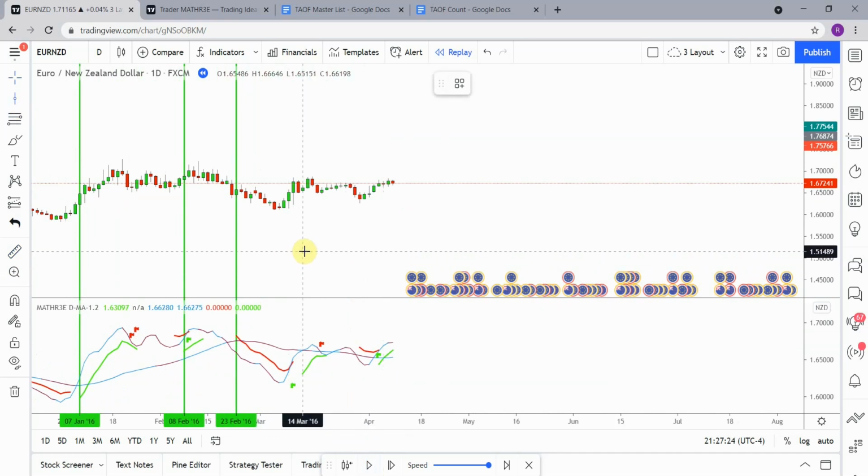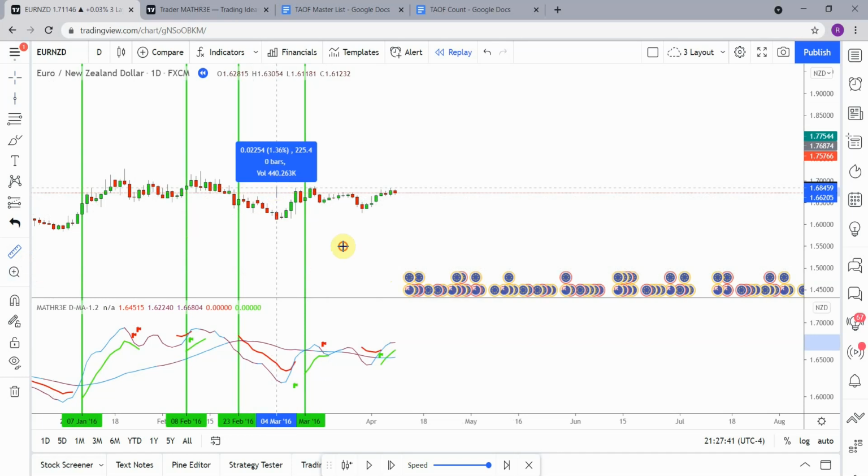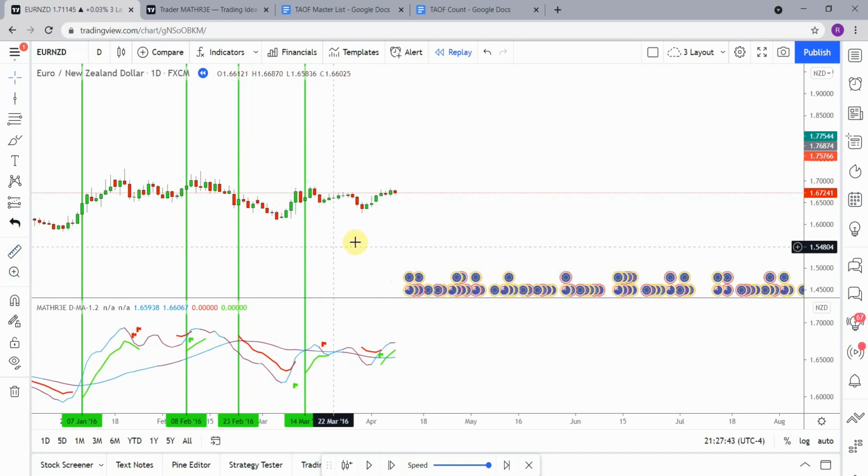So we pick up a long right. Just double checking my coordinates here. Looks like we pick up a long right there on that one. And once again, we get to take profit.